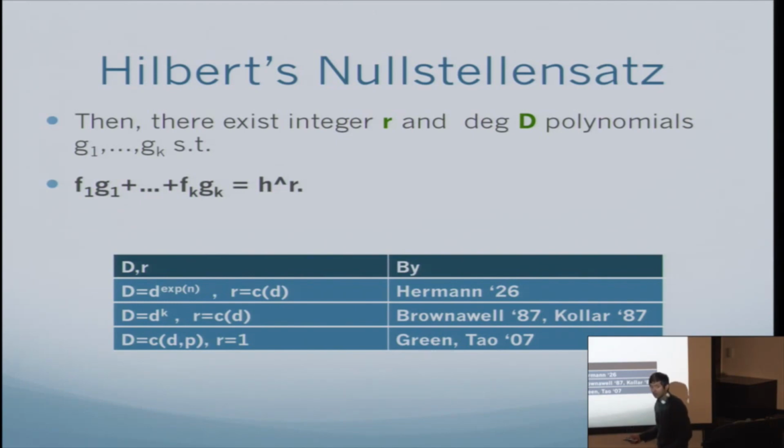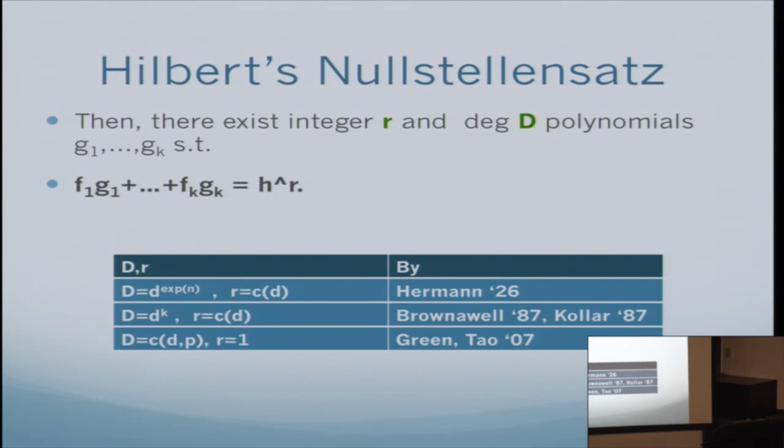I don't quite understand. Sometimes it's just not true with r equals 1, right? Well, okay. So the counterexample that you're trying to say is something like, what if I say this is x squared and my h is x.